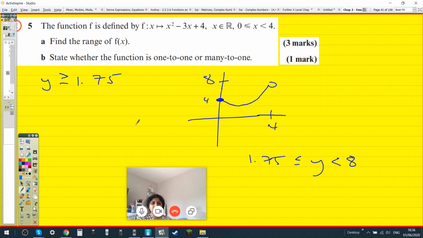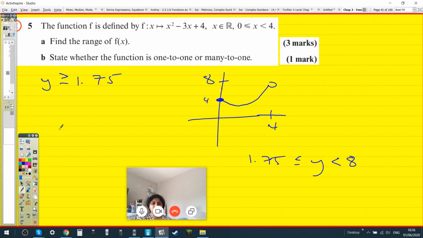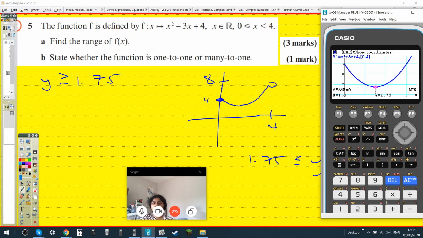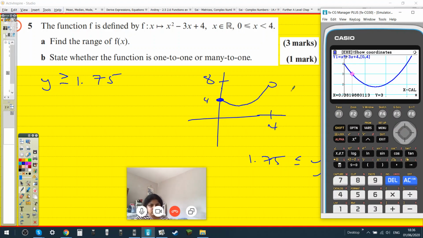Yeah, there you go. It is many to 1. Because let's say when y is 3, shift graphical solve, x calculation when y is 3. How many solutions are there? Oh, there's 2. Okay, yeah, then it's many to 1. Two different x's give you the same y, and so many to 1.